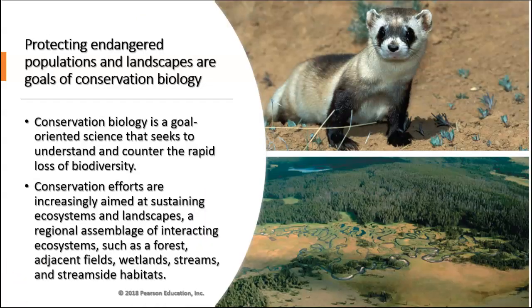Of course, this leads us to talk about something called conservation. And conservation is seeking to understand and counter that loss of biodiversity. So what we're looking at doing is sustaining ecosystems and landscapes, interacting with various ecosystems like forests and fields, wetlands and streams, the resurgence and rehabilitation of some of those things that have been damaged by human activity. And so providing all those various habitats and rehabilitating those habitats increases the biodiversity. Again, it makes for a much healthier ecosystem.